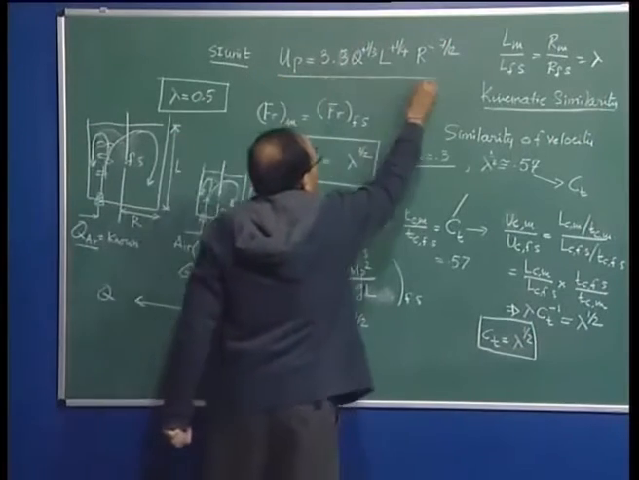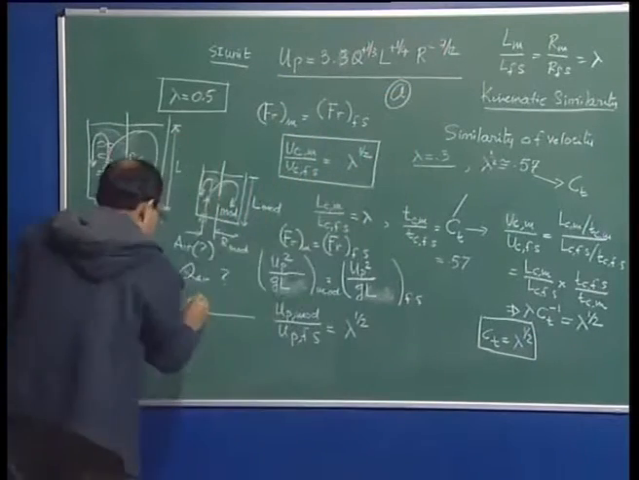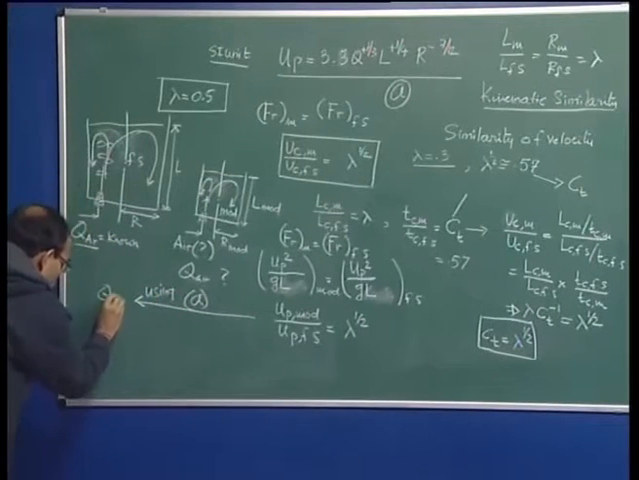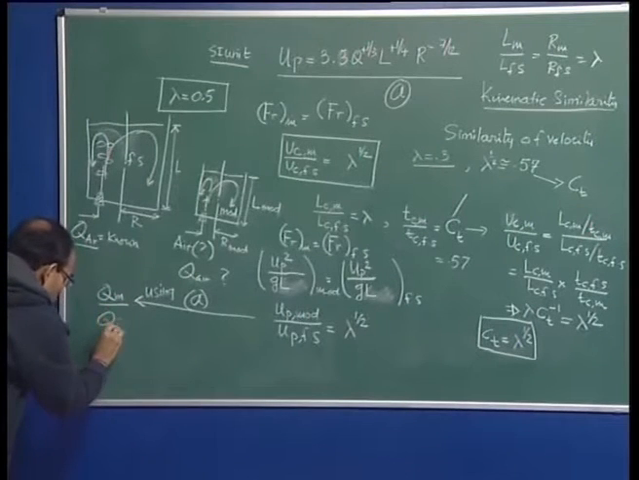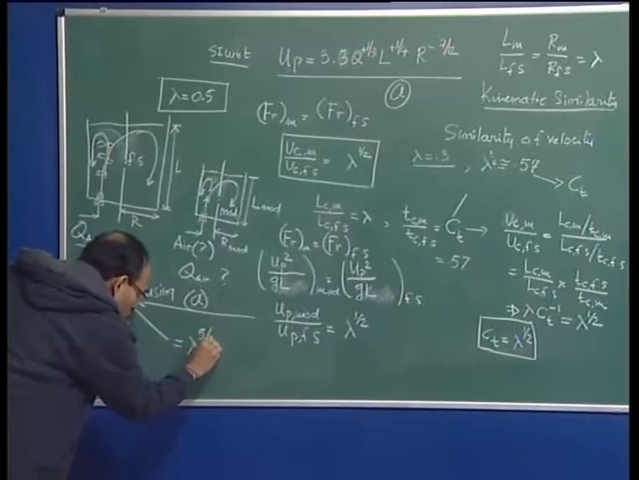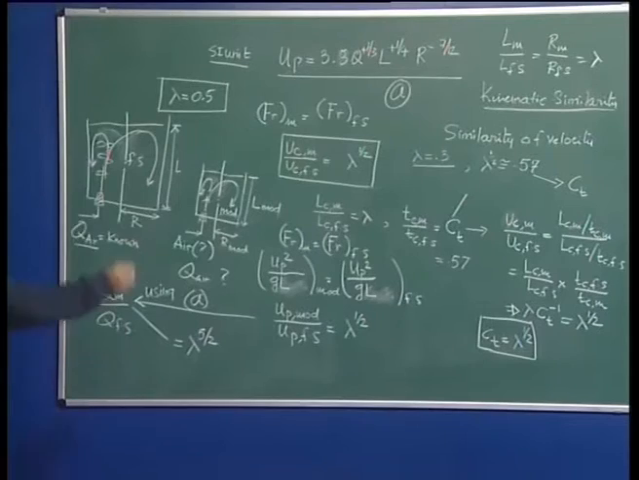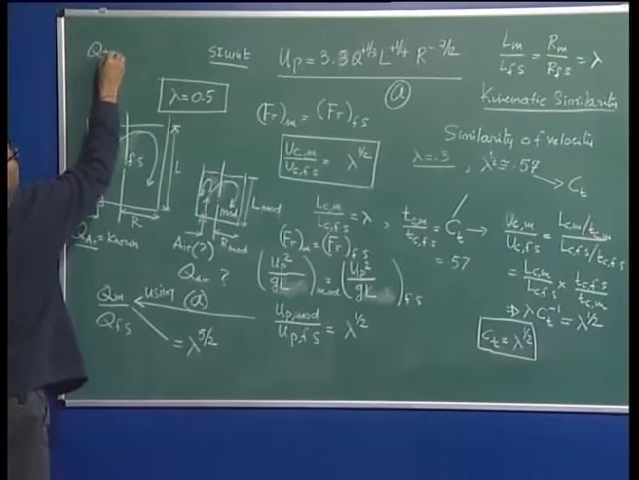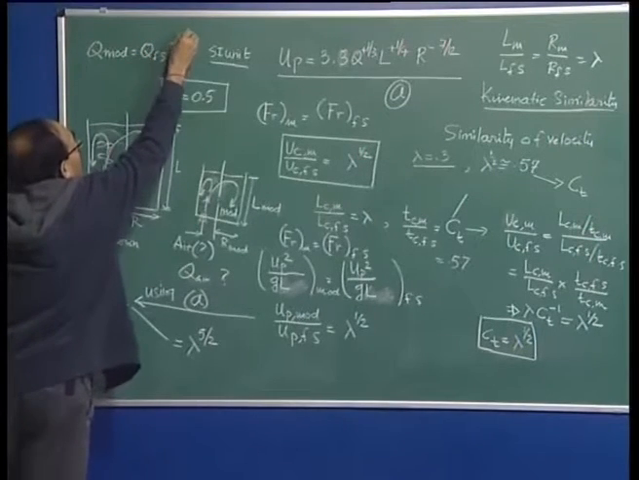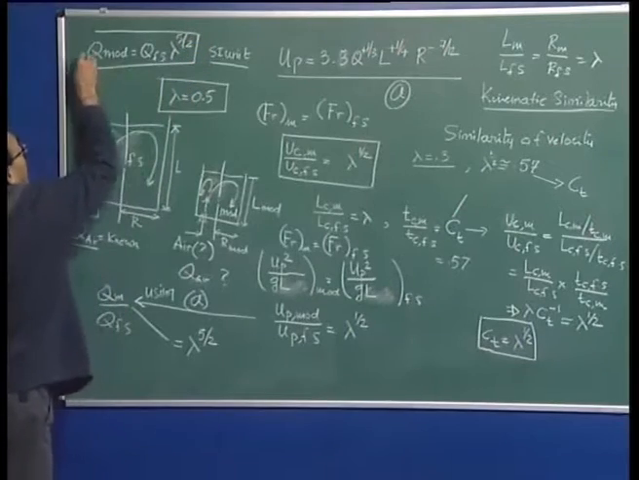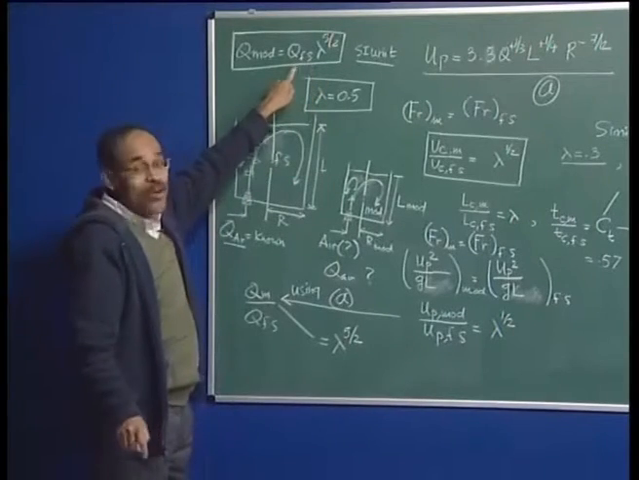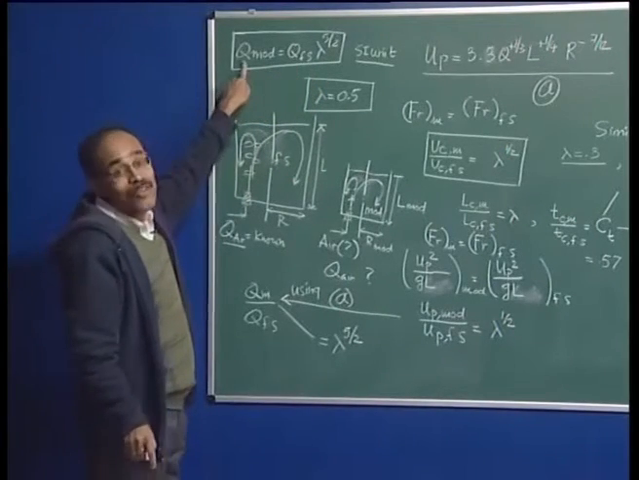If you use this expression, then you can say Q model by Q full scale will come out to be. So, therefore, the flow rate scaling equation boils down to Q model is equal to Q full scale raised to the power lambda by 5. This is the final expression, and if you know now the scale factor, and since you know the full scale flow rate, you should be able to find out what is the model flow rate.